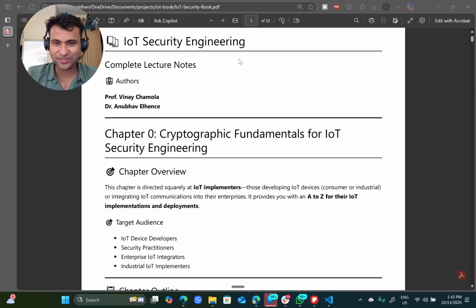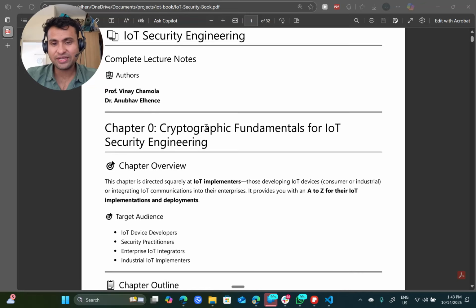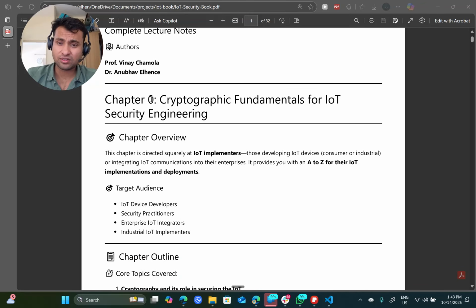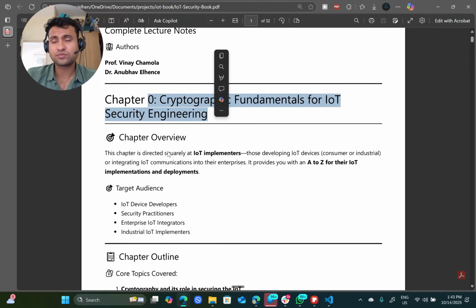Hello, hi everyone. So, welcome to this module of your IoT course on IoT Security Engineering. And we'll be dealing with the cryptographic fundamentals for IoT Security Engineering.